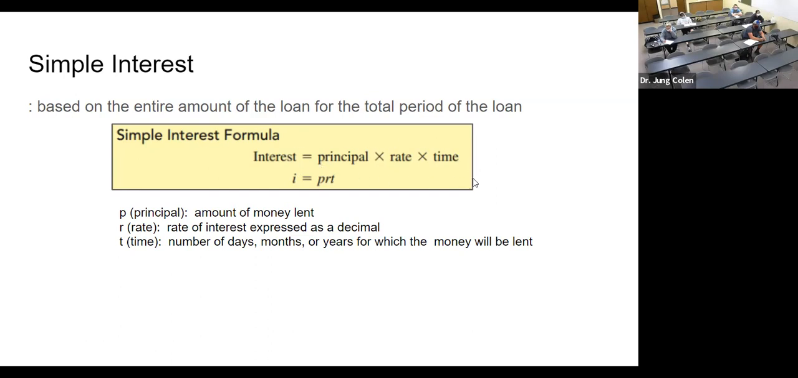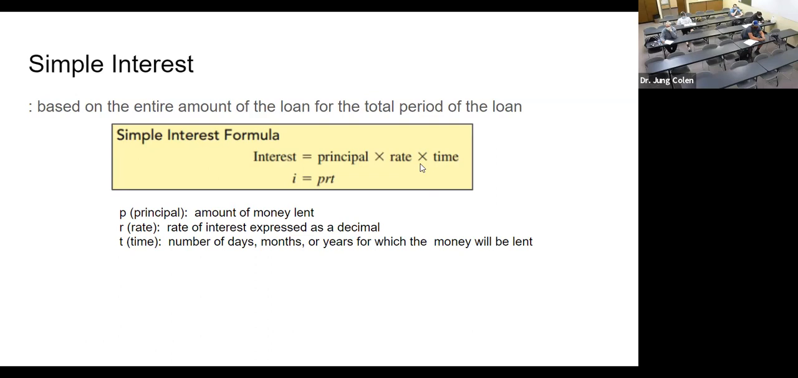Usually, what is fixed here? Is time always fixed? Or can you change the time of paying back? Principal is how much you are borrowing, right? So you can change that too. You can borrow $1,000, $2,000, $10,000. It can be changed too. But rate is usually fixed.